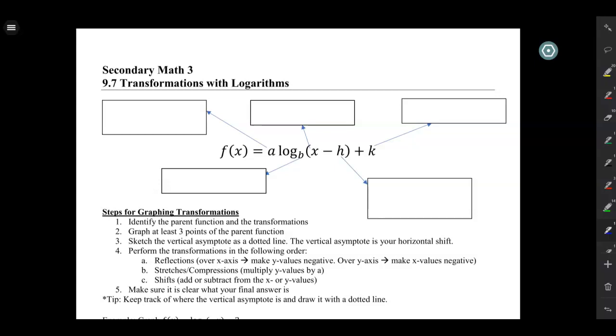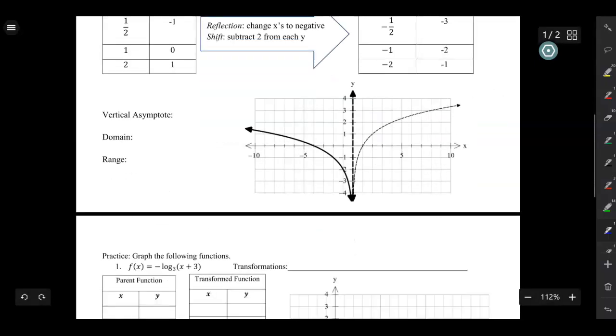So what we're going to do is look at a general form of a log equation with as many transformations as we could have, and we are going to talk about what each part of the equation does to the graph. First, a, b, h, and k are all just going to be any number that you want them to be. If you have an a, or a number in front of your log, that's going to vertically stretch or compress your graph.